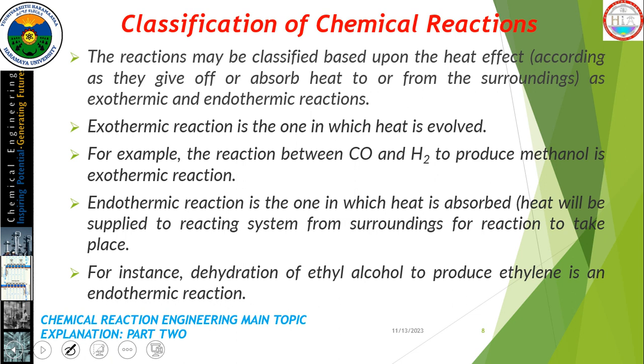So without exothermic reaction, there is no endothermic reaction. So there is a supply. Exothermic reaction releases or gives heat to endothermic reaction. Endothermic reaction takes energy from what we call exothermic reaction. For example, dehydration of ethyl alcohol to produce ethylene is an endothermic reaction. So endothermic reaction means it has a negative energy. Exothermic reaction means it has a positive energy. It is considered as a positive energy, in other words.